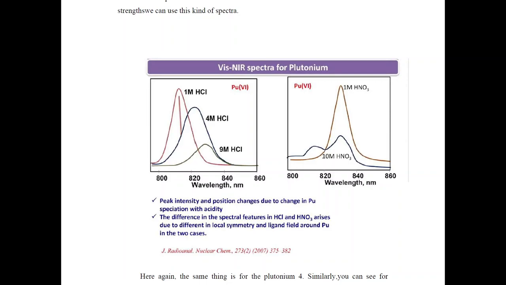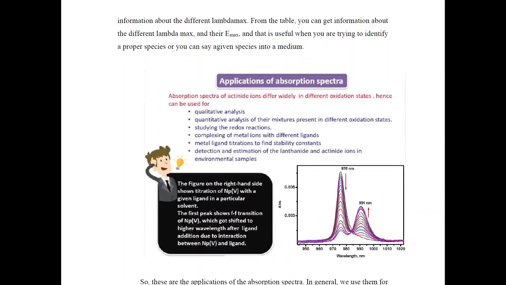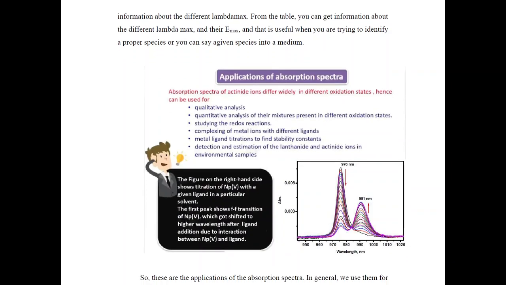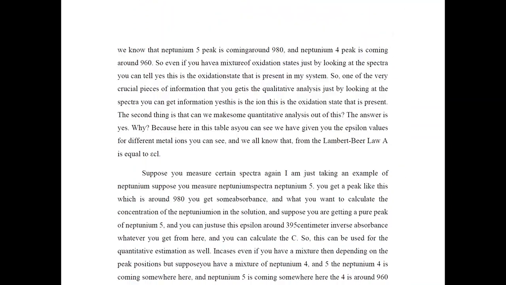The difference in the spectral features in the chloride versus perchlorate medium arises due to differences in local symmetry and ligand field around plutonium in the two cases. So this is the application of absorption spectra. It can be qualitative and quantitative. It is used for studying the oxidation states and complexing of metal ions with different ligands, metal-ligand titration to find stability constants, and detection and estimation of metal ions.